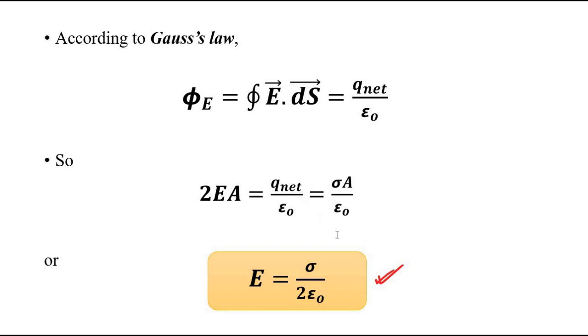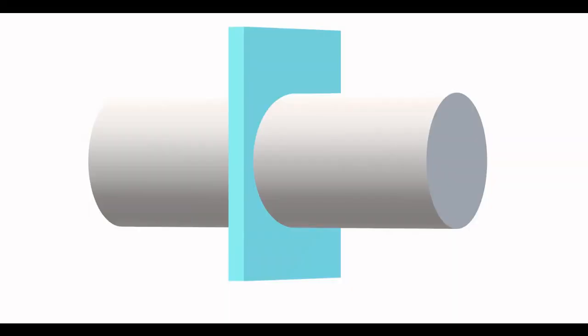It gets cancelled, Q by A, and that becomes sigma by 2 epsilon 0. Okay, so this is the thing. So let us try to understand the situation which we have here.